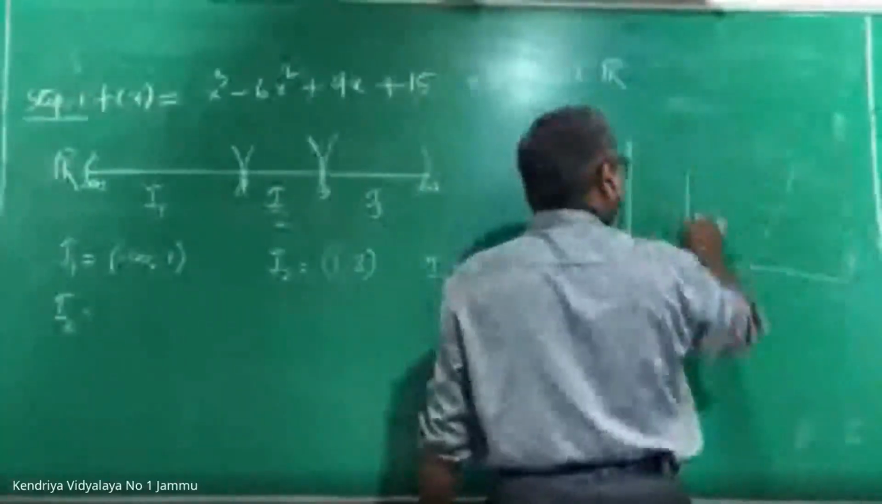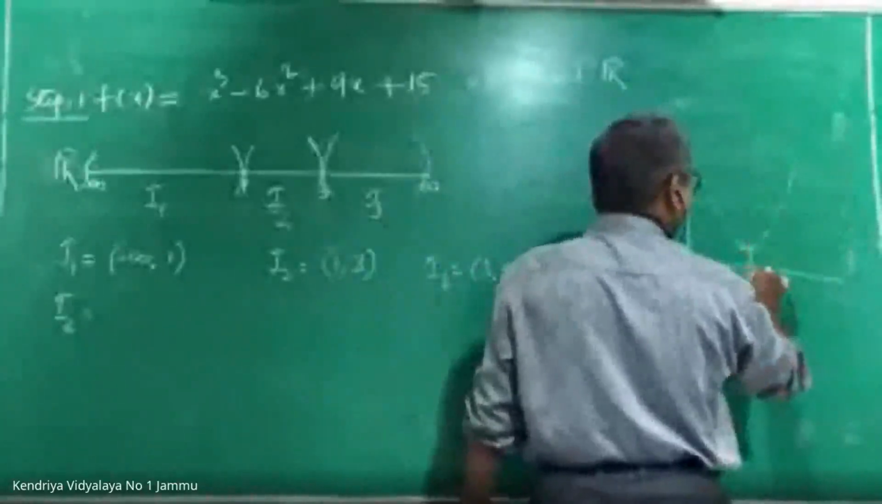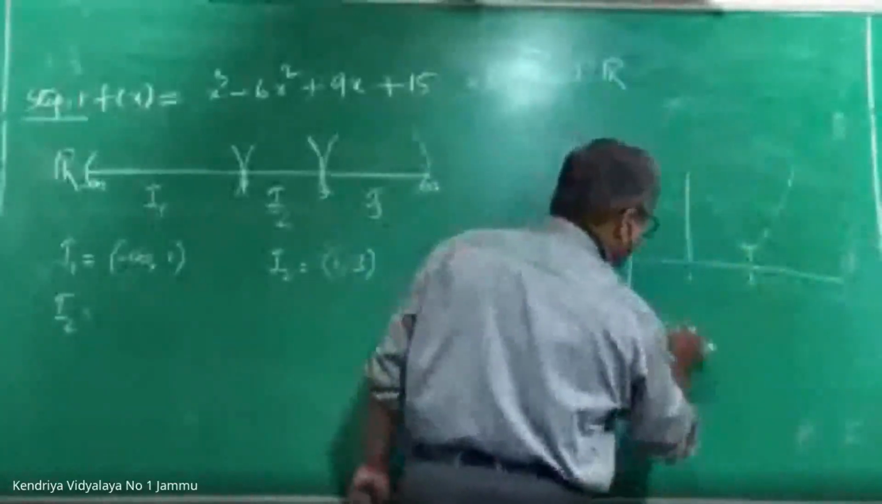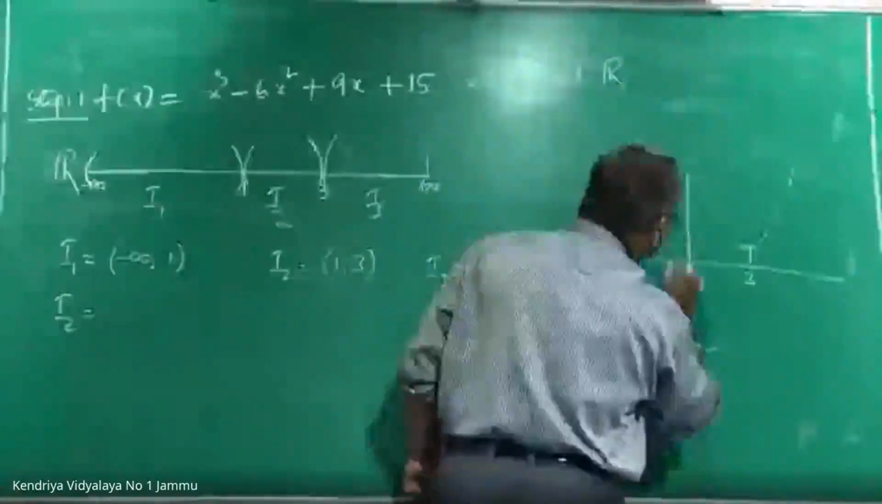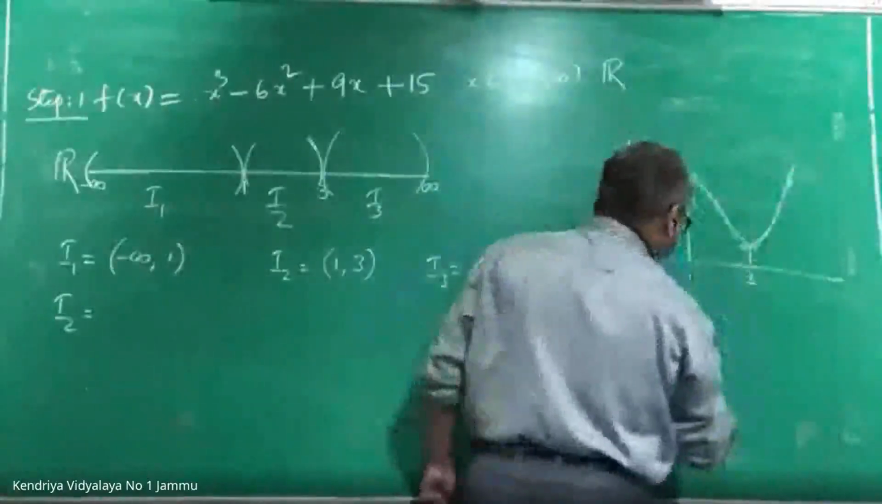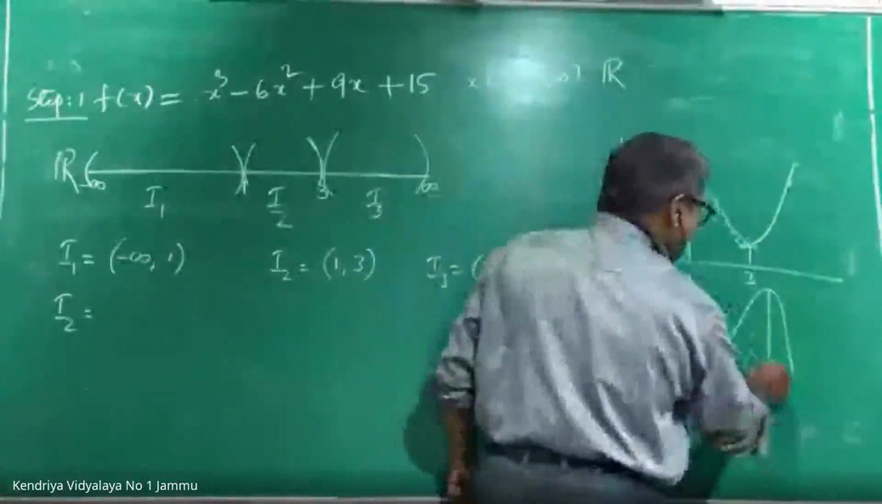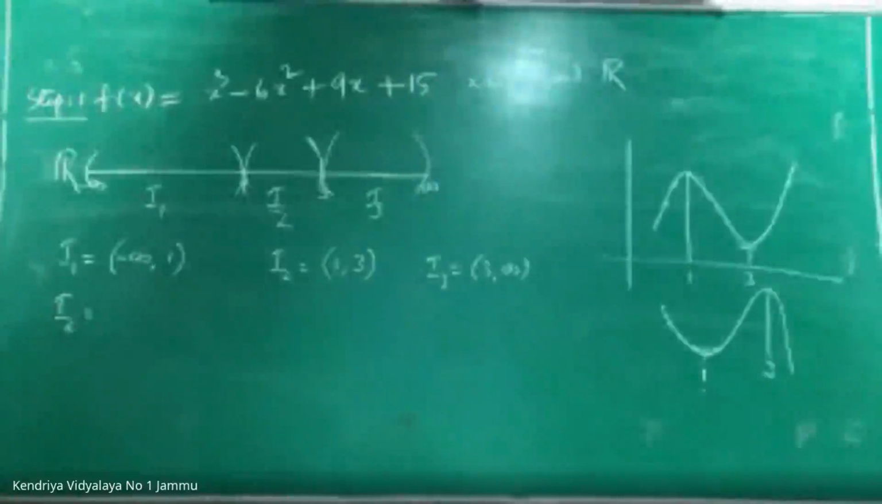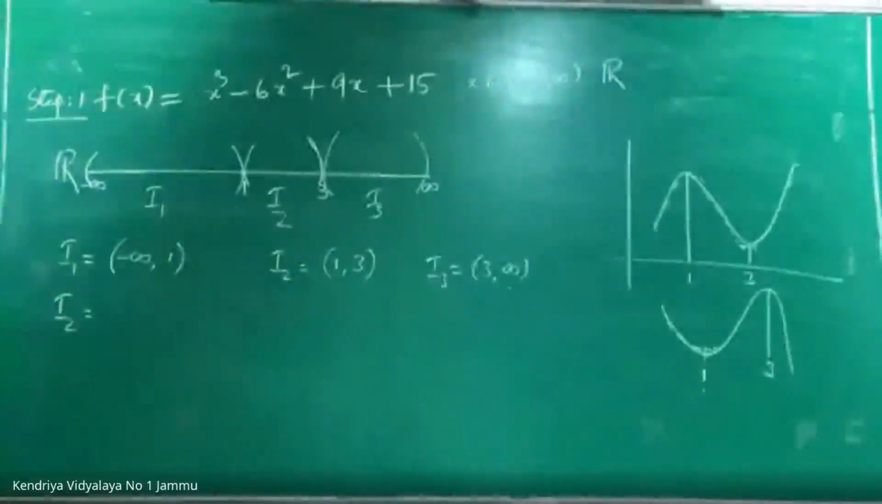It can be maximum at 1 and minimum at 3. Or it can be like this: at 1 it is minimum, at 3 maximum. Now I do not know exactly what happens, but let me find out exactly what happens here.